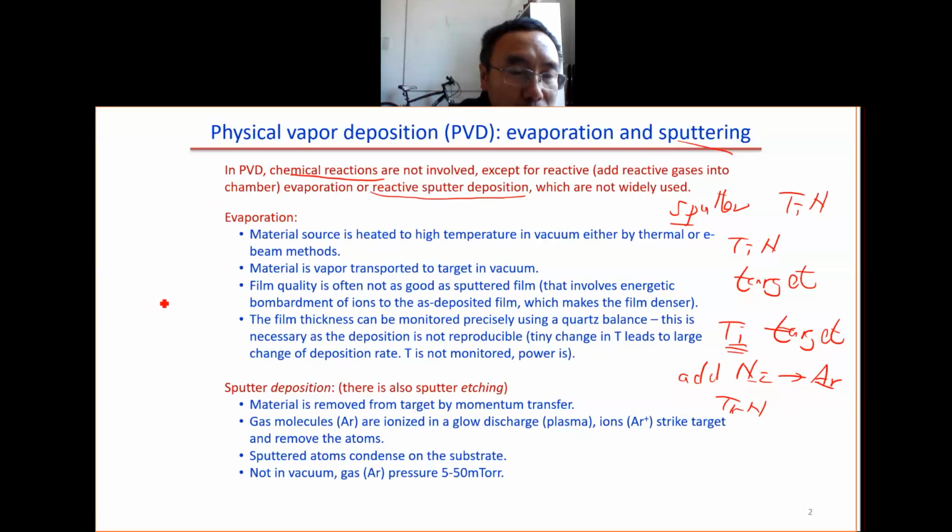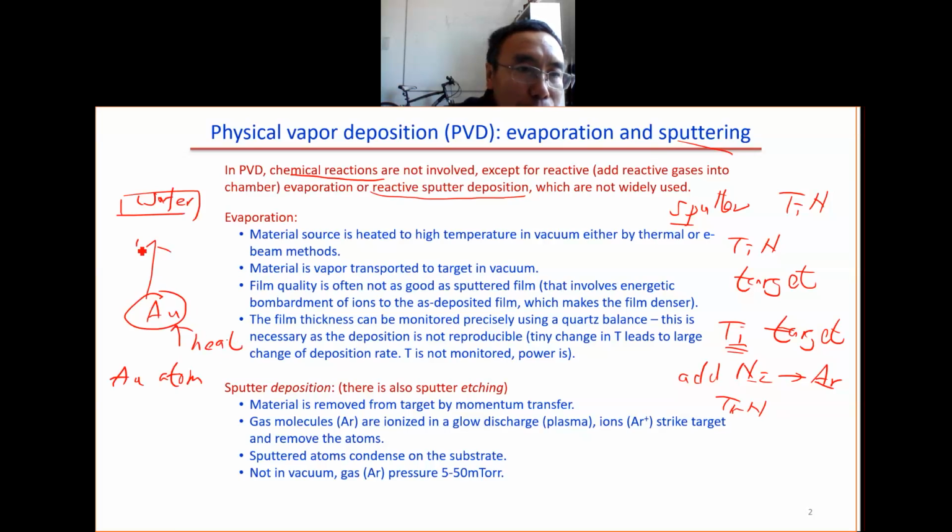So here is the comparison of evaporation and sputtering deposition. Basically you can think of it this way. Here we have a gold material, and we have the wafer here. How to create a gold atom? One way is by heating. We can heat the gold, so the gold will be vaporized into gold atoms. Another way is ion bombardment. We can use argon ions to bombard the surface. When the surface is bombarded, the gold atoms will also be emitted.